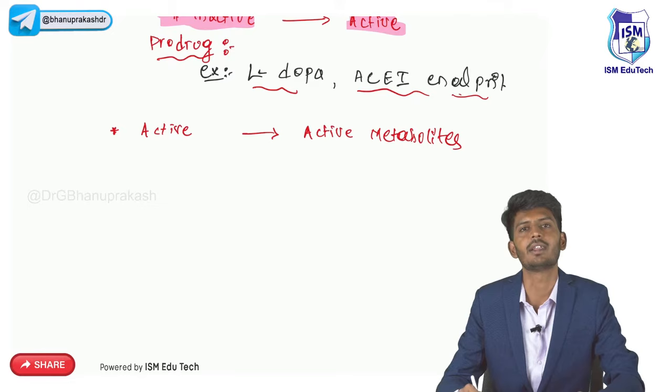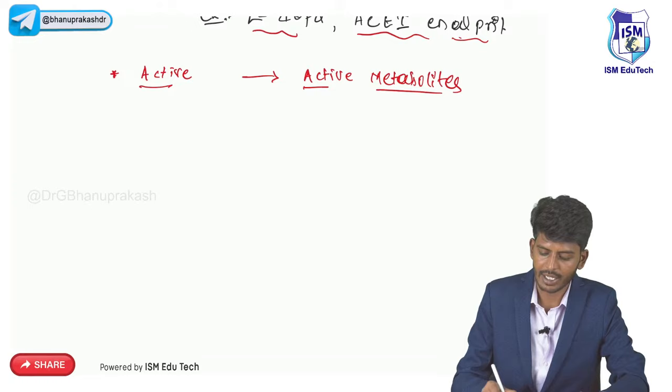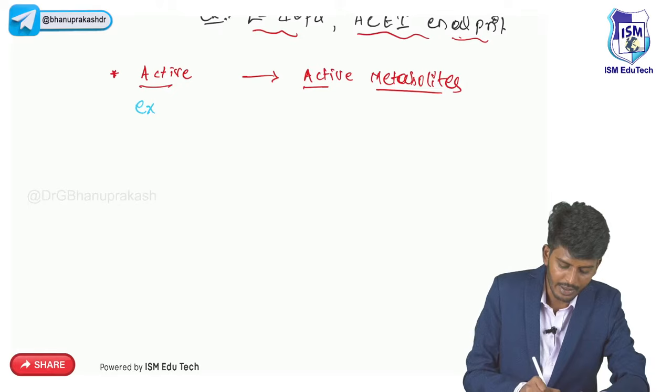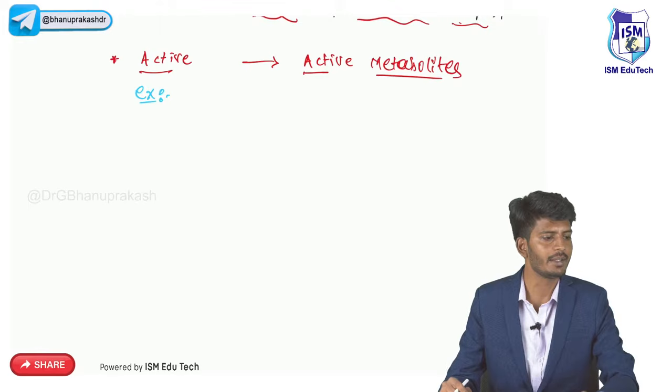That is your prodrug. He is going to ask you about an active drug becoming an active metabolite. So, an active drug becoming an active metabolite is a very important question. Can you give me some examples? Very good. What is that? That is your diazepam. Diazepam, the most important metabolite.